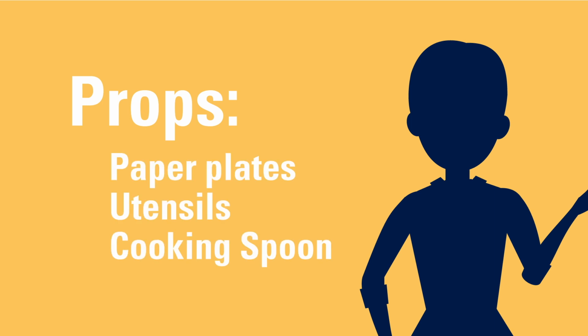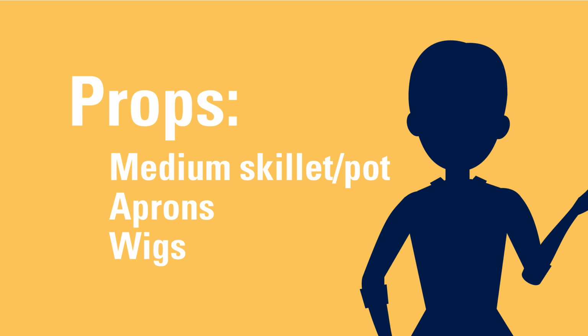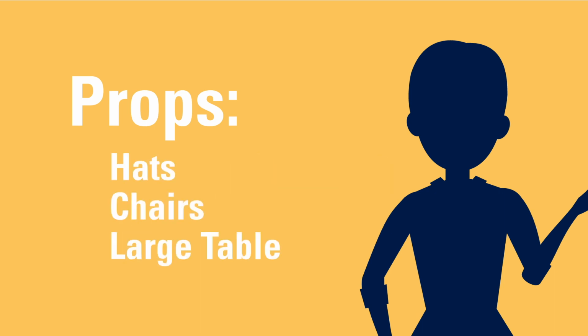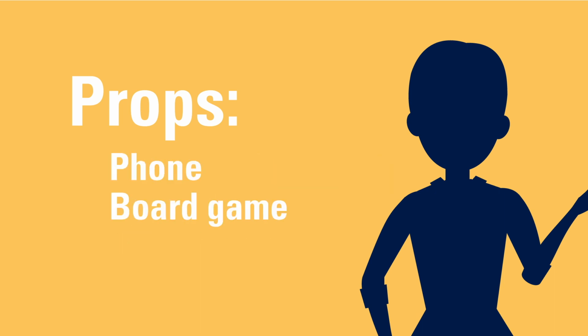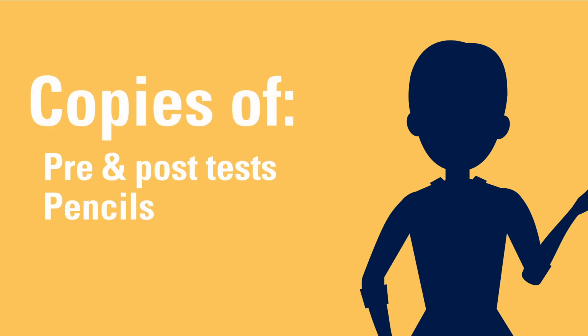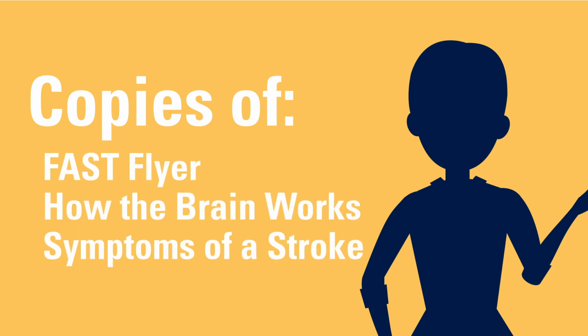For props, you'll need paper plates, utensils, a large cooking spoon, a medium skillet or pot, 2 aprons, 2 curly gray hair wigs, preferably short hair, hats, chairs, 1 large table, a phone, and a board game. A copy for each participant of the pre- and post-test and pencils, a copy of the fast flyer, how the brain works and symptoms of a stroke for each participant.